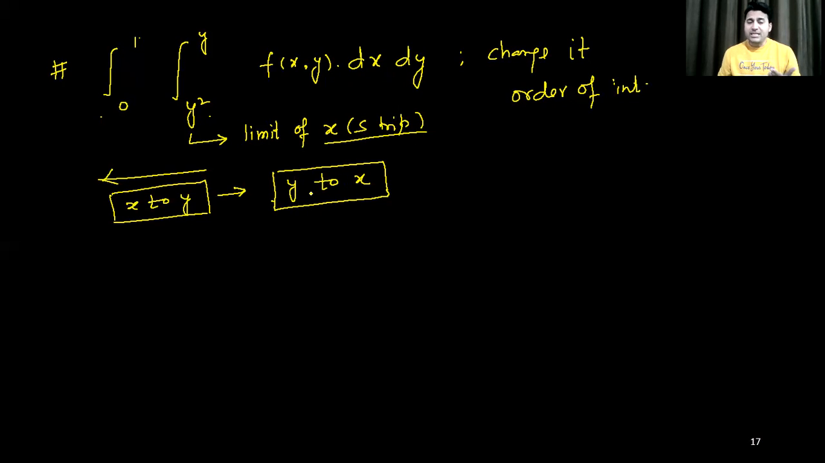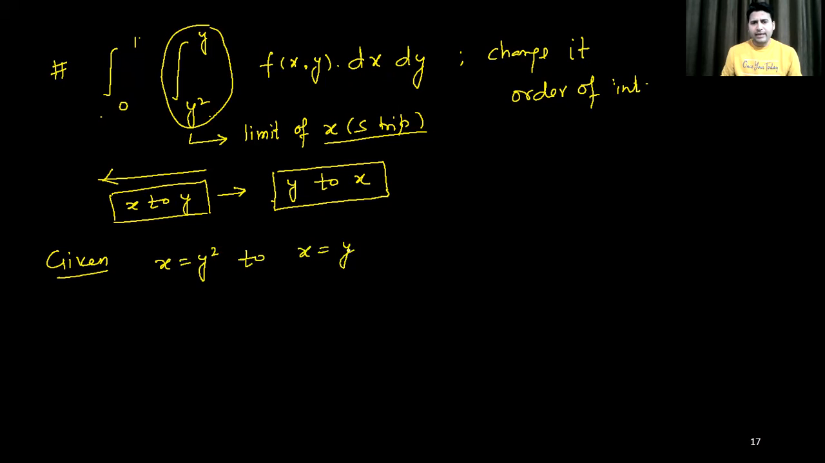But for drawing the strip, we need the region of integration. So let us draw the region of integration, and it can be done by using the given limits of the integral. So let us see what is given to us. These are the limits of x: x equals y square to x equals y. The second one is y equals 0 to y equals 1. Let us try to draw this region.